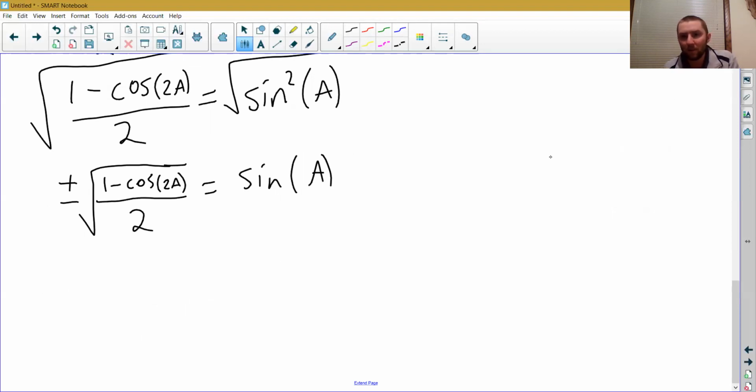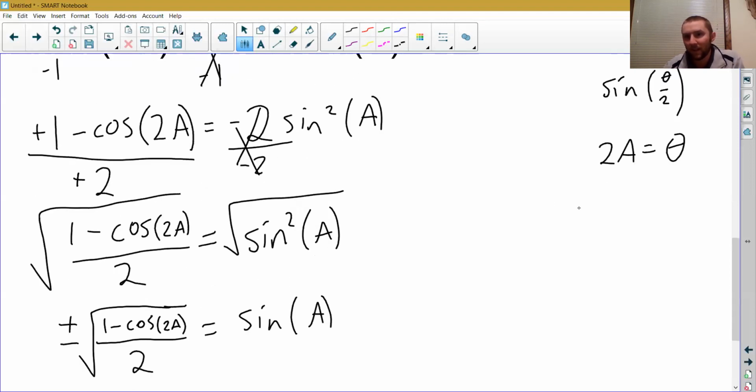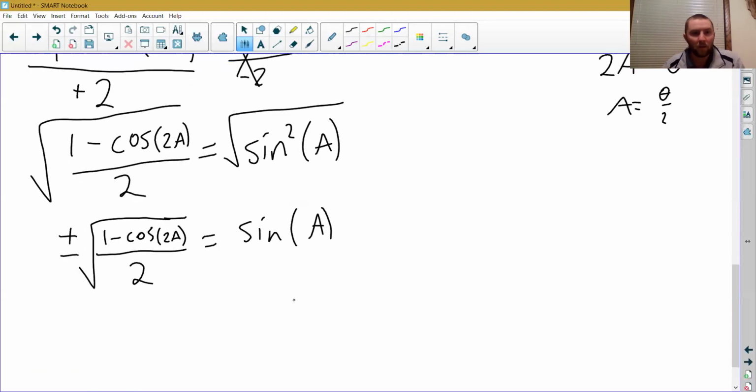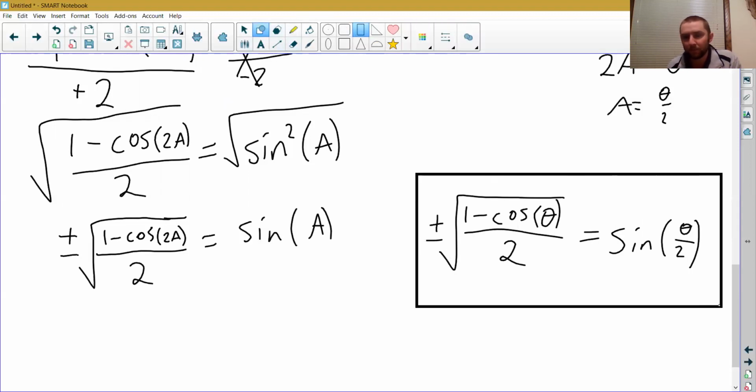And now I just need to make my substitution. If you remember from before, 2a is going to be equal to theta, which means that a is going to be equal to theta over 2. So this becomes, sine of a becomes sine of theta over 2. And then this is going to be equal to, again, positive or negative square root of 1 minus the cosine of now theta, because I've replaced 2a with just theta, over 2. Okay, and this is my half angle formula for sine, this guy right here.